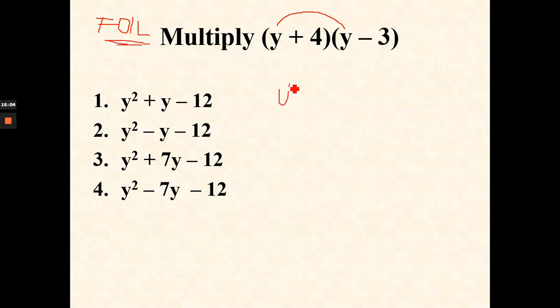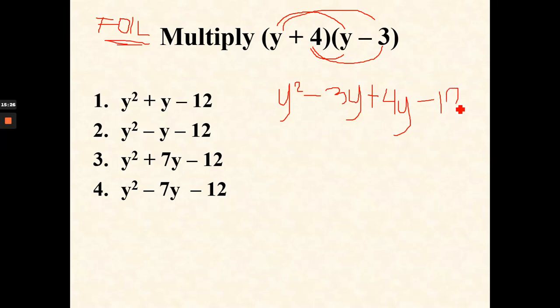So y times y, that is y squared. Outer: y times negative 3, that is negative 3y. Inner: 4 times y, that is 4y. And then last: 4 times negative 3, that is negative 12. And then after that, combine similar terms. Y squared, negative 3 plus 4, that is positive 1y or just y, minus 12. So what is the answer here? It is letter or number 1. Okay?